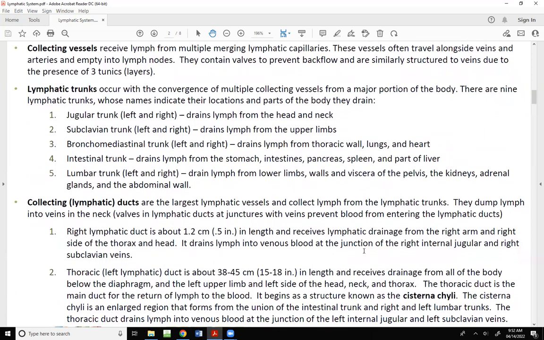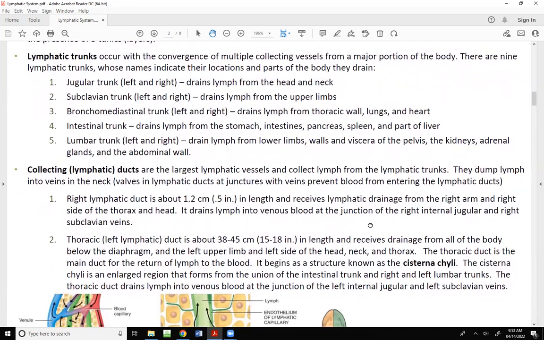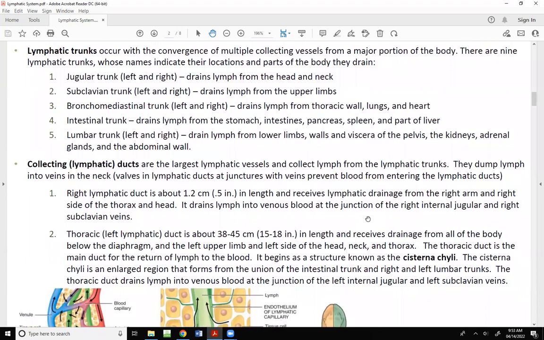Okay. From our lymphatic capillaries, the lymph is going to flow into collecting vessels. Okay, so they receive lymph from multiple merging lymphatic capillaries. These vessels often travel alongside veins and arteries and empty into our lymph nodes. They contain valves, just like what we saw veins have, which prevents backflow, and they are actually very similarly structured to veins, because they've got those same three tunics or layers that we talked about in our last lecture.